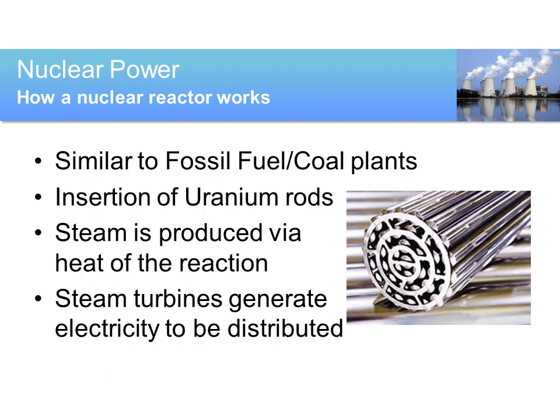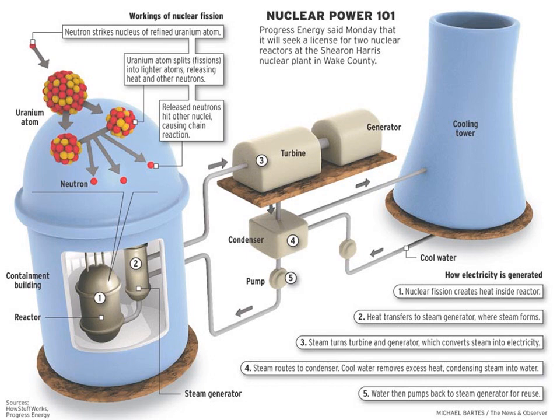Nuclear reactors are really similar to fossil fuel and coal plants. We insert uranium rods into nuclear reactors, and heat is expelled from the reactor. The heat is used to heat up the water, and steam is then produced via the heat of the reaction. Steam turbines then use the steam to generate electricity and is then distributed around the world.